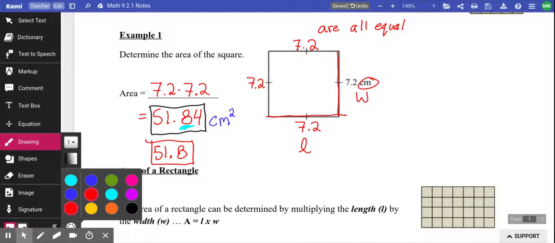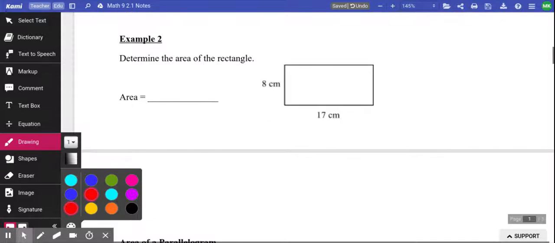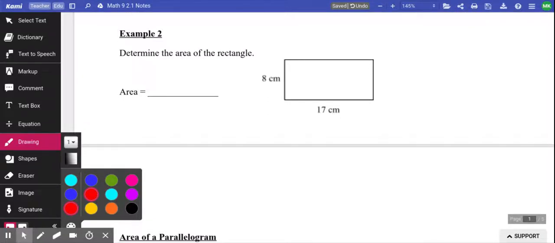Awesome. Area of a square, area of a rectangle, same formula. Squares are rectangles. They're just special rectangles where the length and the width are the same. So when you look at this next question, it says determine the area of the rectangle. You're using the same formula, area equals length times width. This time, we have a length of 17, a width of 8. So we go 17 times 8. If you put that in your calculator, you get 136.